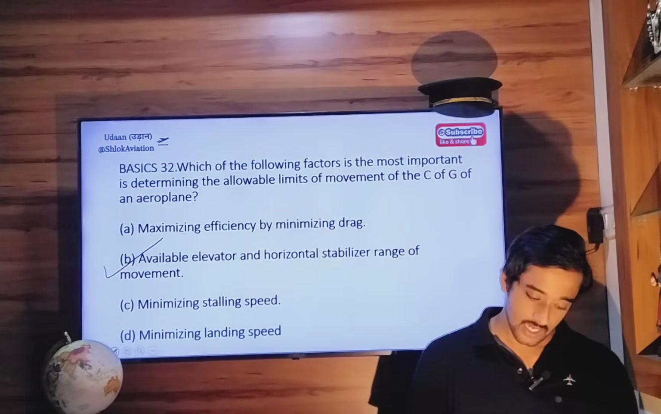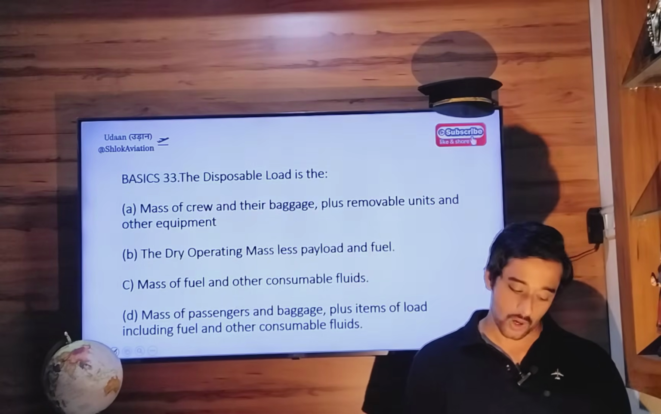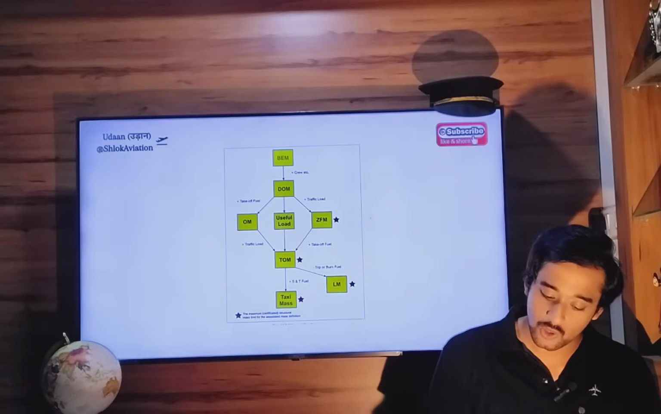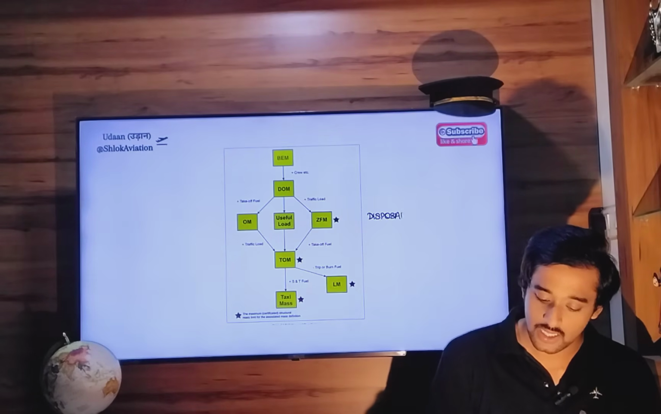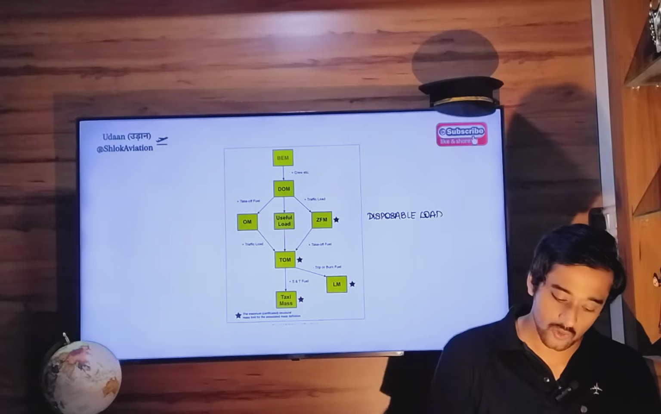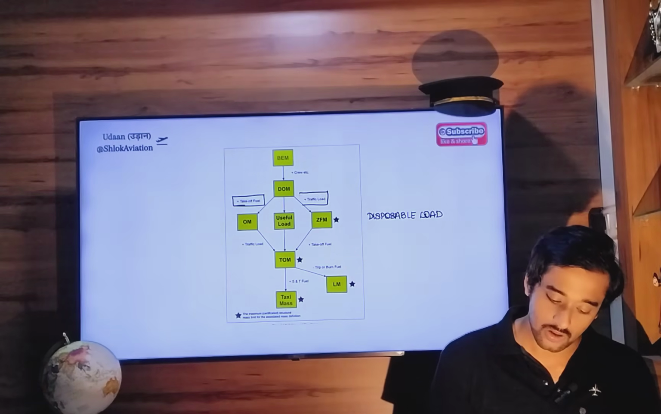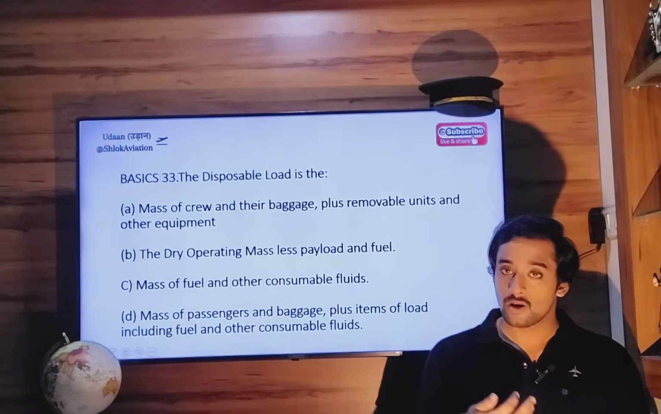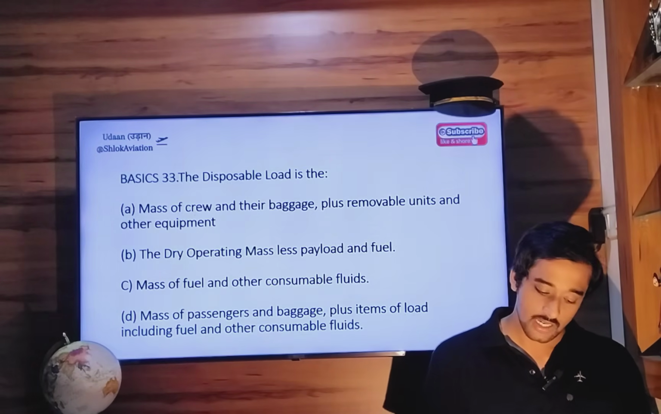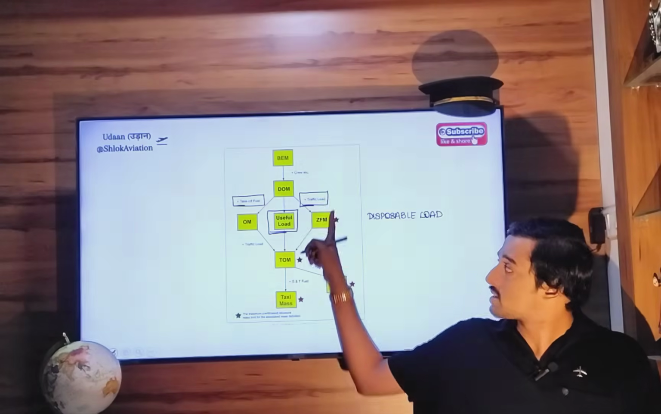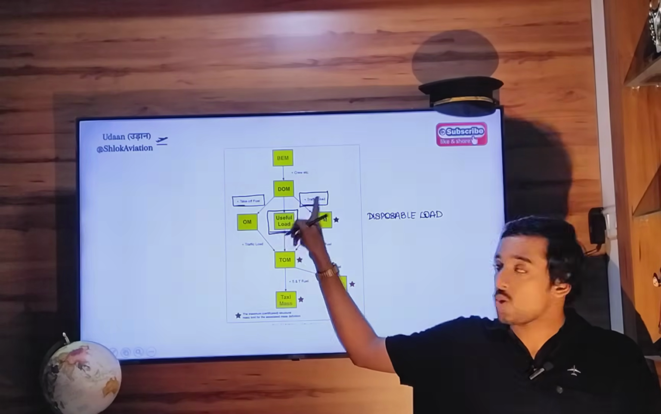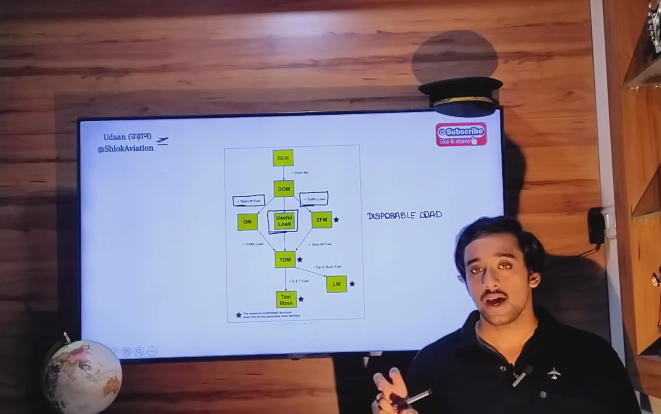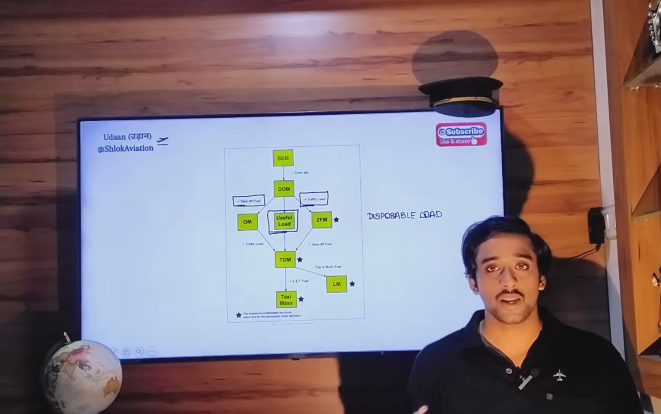Okay, next. Question 33. The disposable load is what? So, look at this diagram. Here you can see useful load, right? This useful load is also known as disposable load. And this useful load is made up of takeoff fuel and traffic load. So, disposable load or useful load is mass of crew and baggage. This is wrong. This traffic load is not made up of crew. Crew is already included in variable loads. This traffic load is about passengers, passenger baggage, cargo, and other non-revenue generating loads, right?